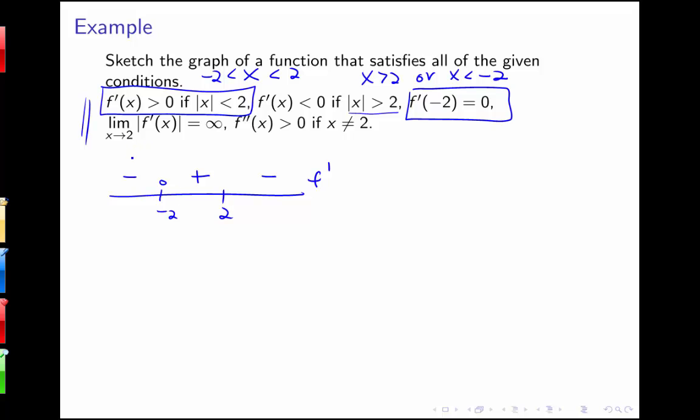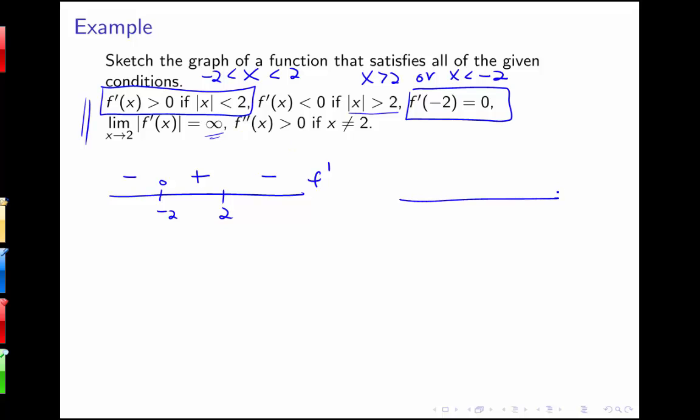And I have information that the limit as x goes to 2 of the absolute value of the first derivative is infinity. So this information tells us the derivative at 2 doesn't exist, but it's getting larger and larger and larger, getting to a slope of infinity at 2. Okay, so we'll have to keep that information in mind.